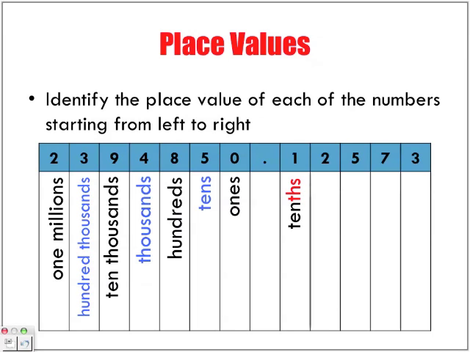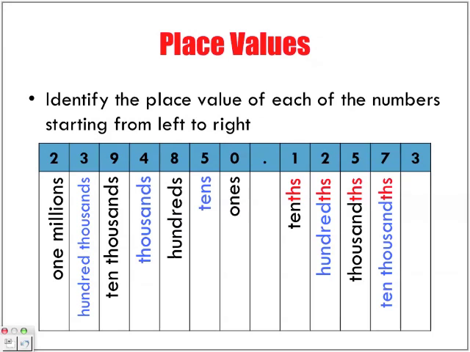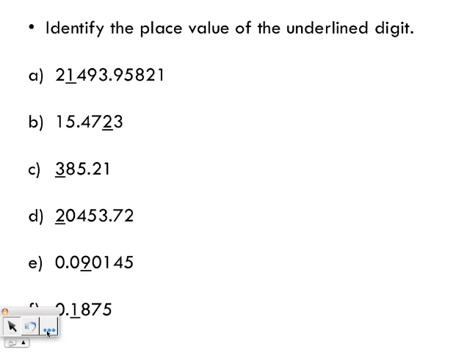The number 2 after that belongs to the hundredths. The 5, thousandths. The 7, the 10,000ths. And the 3, part of the 100,000ths. So notice the TH or the THS that we use for any place value that is after the decimal. That's really important to be able to identify.